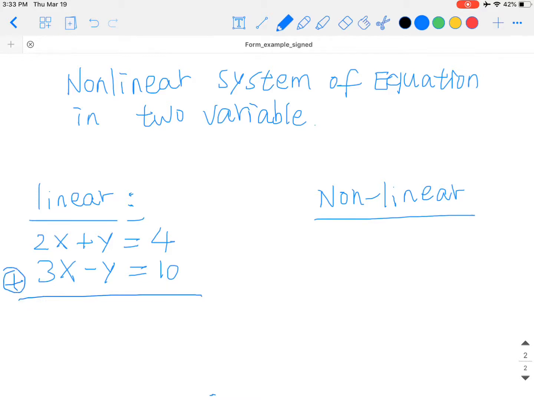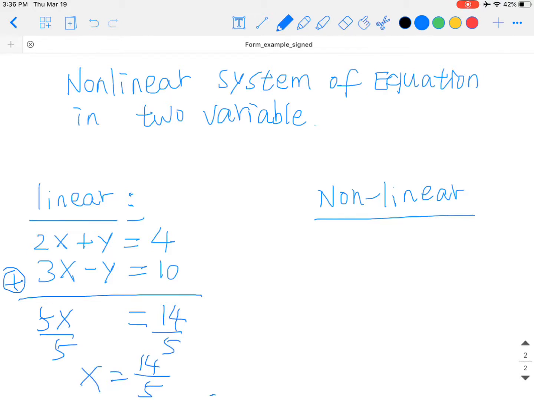Elimination comes from addition, which just means x plus x. Here is 5x. And we have a positive y, negative y, 0, so it's gone, equal to 14. And later on we solve for it, divide by 5 both sides. X equals 14 over 5.